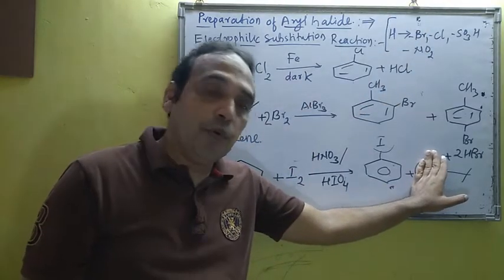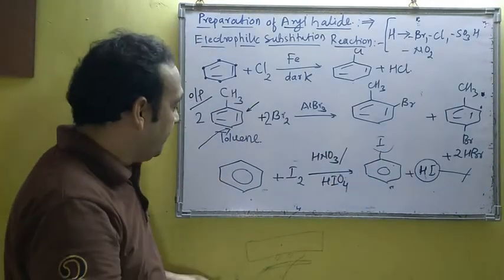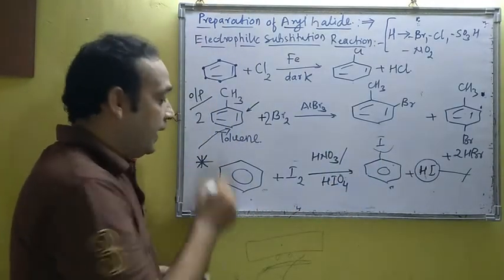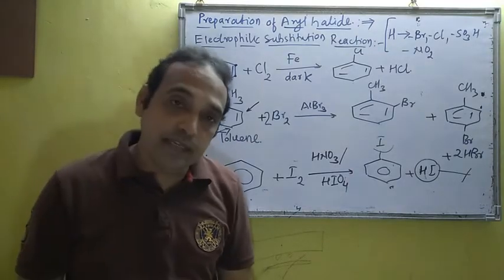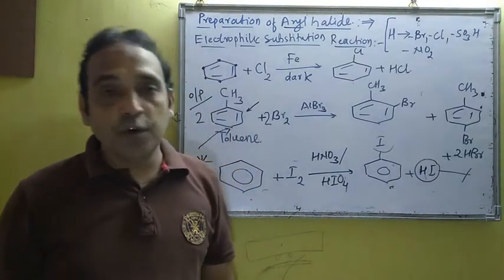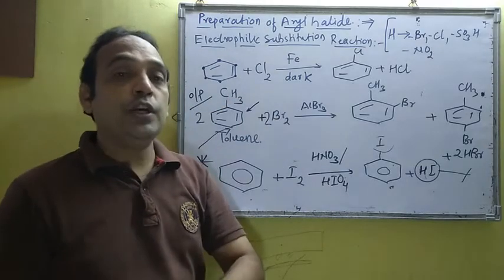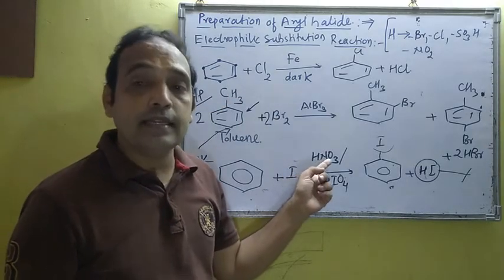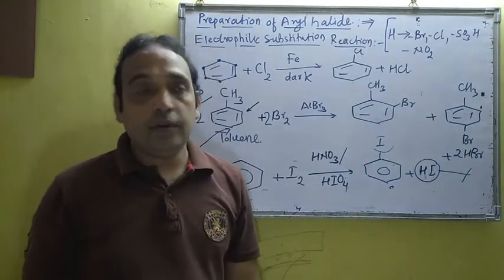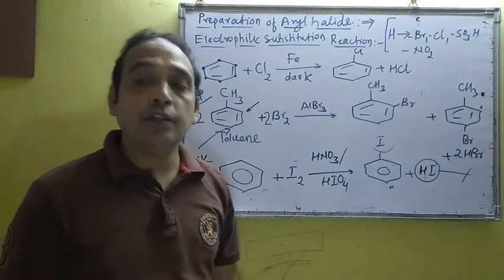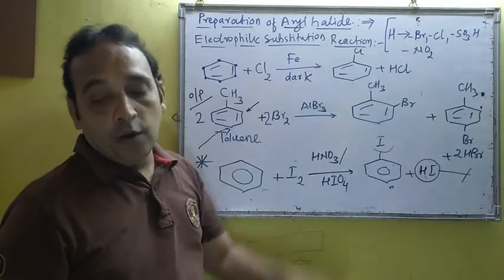Now if HI is removed, will this HI react with I? No. So try to remember, this is your important concept. Direct iodination of benzene is not possible. And why is direct iodination of benzene not possible? Because a reversible reaction will take place. So this iodination takes place in the presence of an oxidizing agent like nitric acid and periodic acid. Okay, so this is your last preparation method of halogen derivatives, that is aryl halides or aromatic compounds.